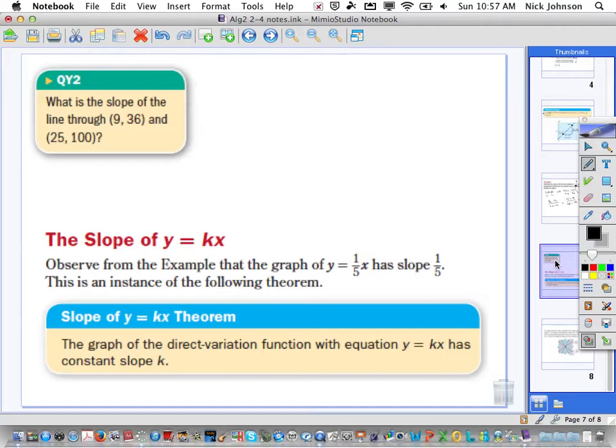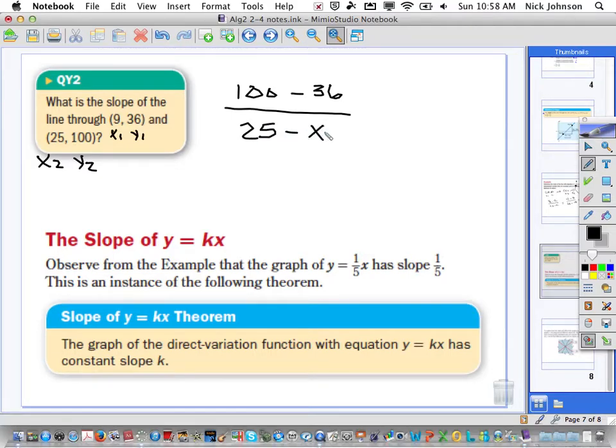What is the slope of the line through 9, 36 and 25, 100? Well, I'm going to call this x1, y1 because that's the first coordinate I see. I'm going to call this x2, y2 because that's the second coordinate I see. So, y2 is 100. Minus y1 is 36. Divided by x2 is 25. Minus x1 is, oh wow, I wrote x1. x1 is 9.